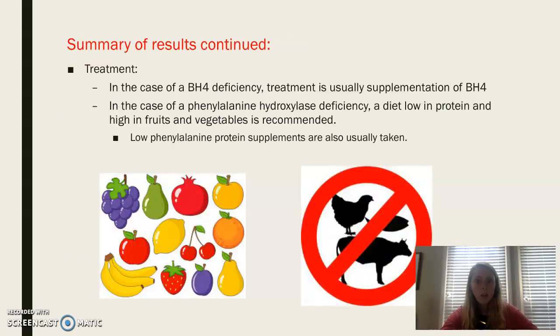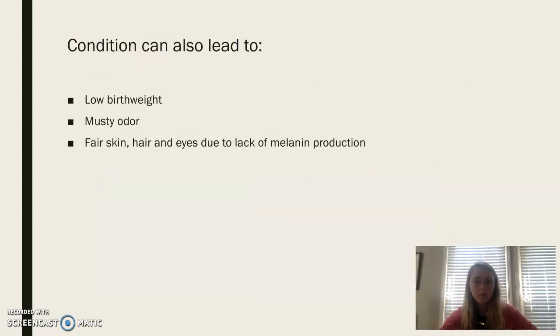So as far as treatment goes, in the case of a BH4 deficiency, you can just supplement BH4 and then phenylalanine levels should go back to normal. In the case of a phenylalanine hydroxylase deficiency, because this won't work, you usually need to do a diet low in protein and high in fruits and vegetables. Phenylalanine comes from proteins, so you have to avoid proteins, but you still need these in your diet. So often a low phenylalanine protein supplement is taken.